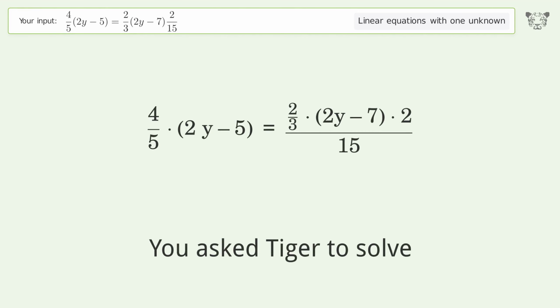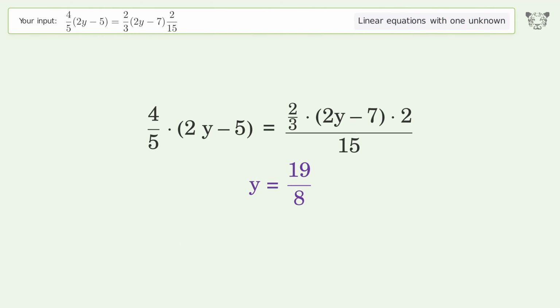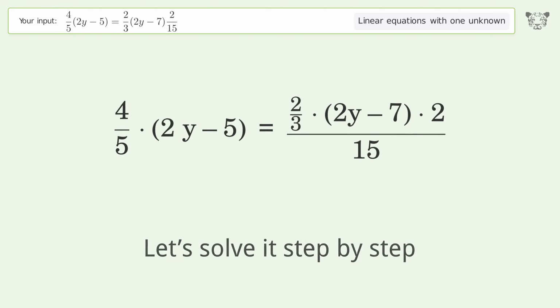You ask Tiger to solve. This deals with linear equations with one unknown. The final result is y equals 19/8. Let's solve it step by step.